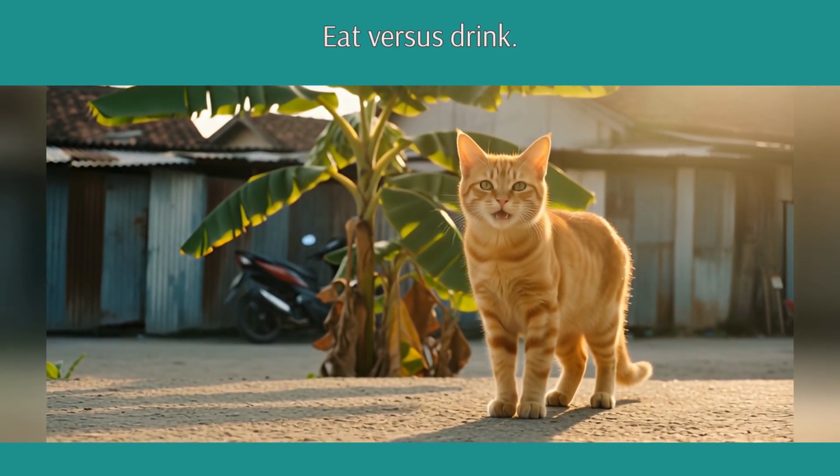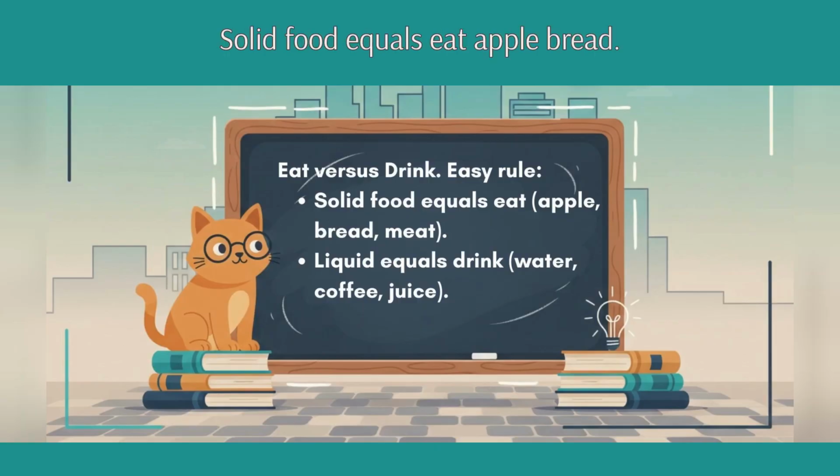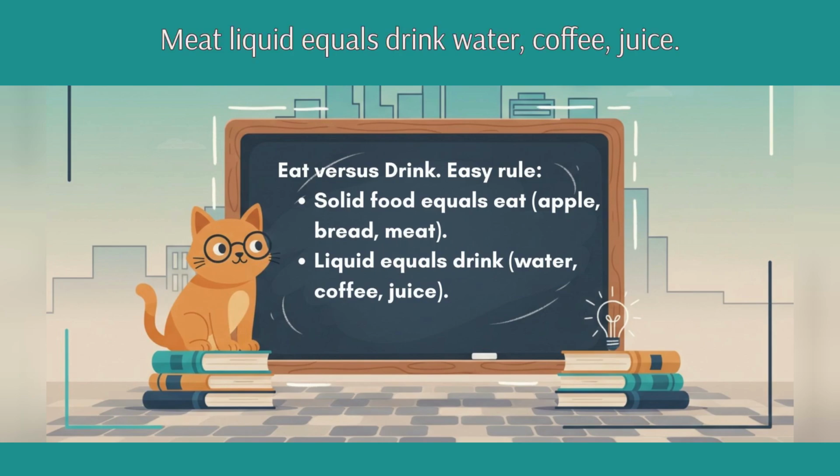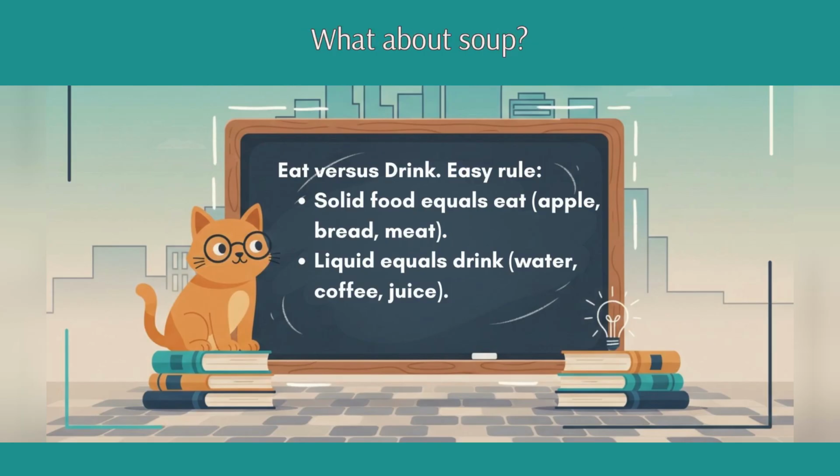Eat versus drink. Easy rule. Solid food equals eat: apple, bread, meat. Liquid equals drink: water, coffee, juice. What about soup? Both. I eat soup, or I drink soup.